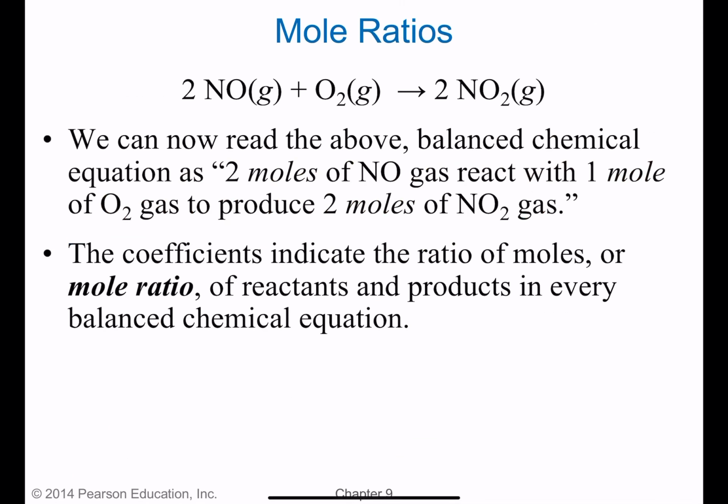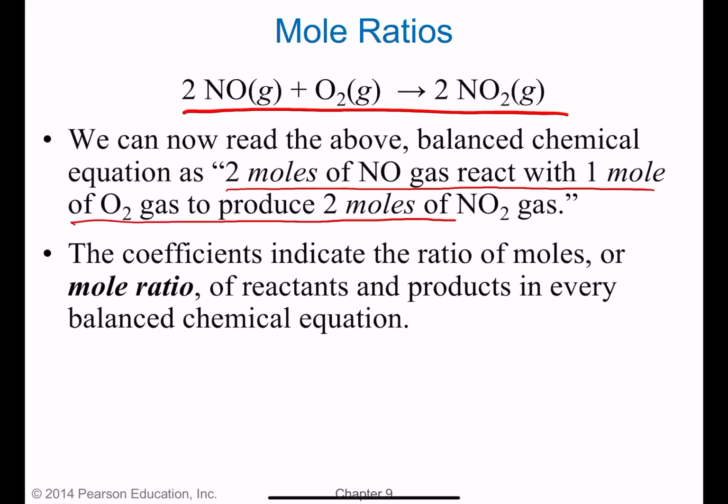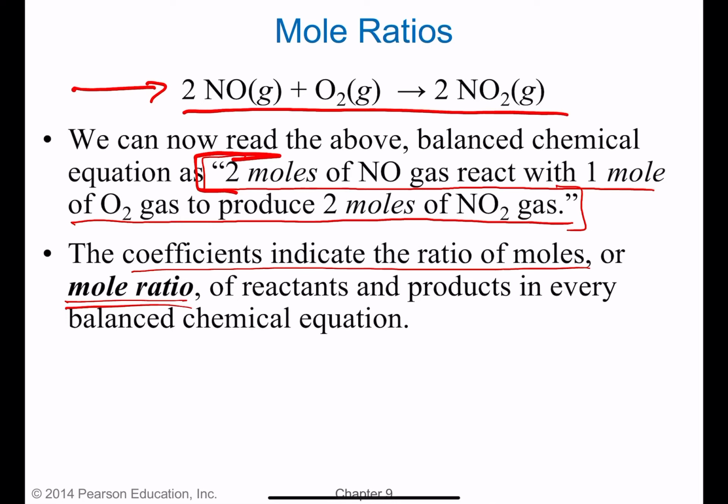So we can read the above. If we wanted to read this reaction as a sentence, we could say 2 moles of NO gas react with 1 mole of O2 gas to produce 2 moles of NO2 gas. This is how we will speak reactions. If we had to put this reaction as a sentence, this is how we would say it. 2 moles of NO gas react with 1 mole of oxygen gas to make 2 moles of nitrogen dioxide gas. And then these coefficients indicate the mole ratio, which is really, really important for doing conversions between substances.